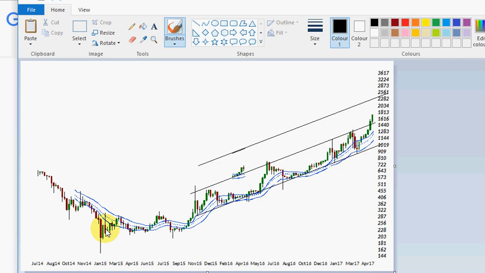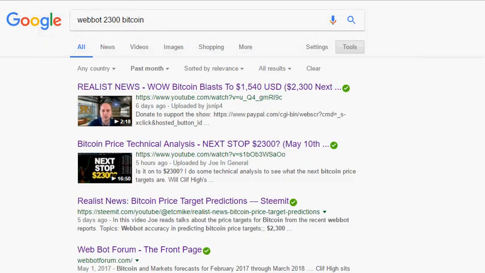So the only measure that I can do right now is trendline analysis. And the same distance from here to here takes us right now to about 2,300, which is interesting, because when I watched this video 6 days ago, "Bitcoin blast to 1540 US. Next is 2300" on the JSNP4 channel.